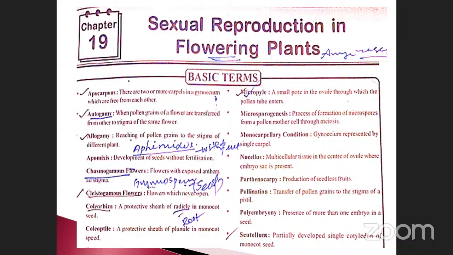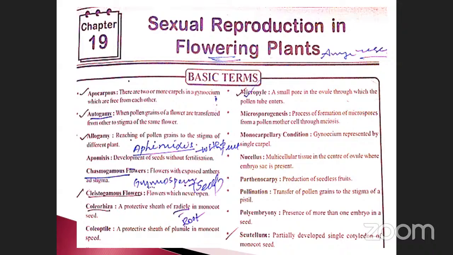Already we know parthenocarpy: production of seedless fruits. What is pollination? Transfer of pollen grains to the stigma of a pistil. Pollen grain is nothing but the microspore, otherwise called the male gamete. Transfer to the stigma means it is the female part, present on the ovary.